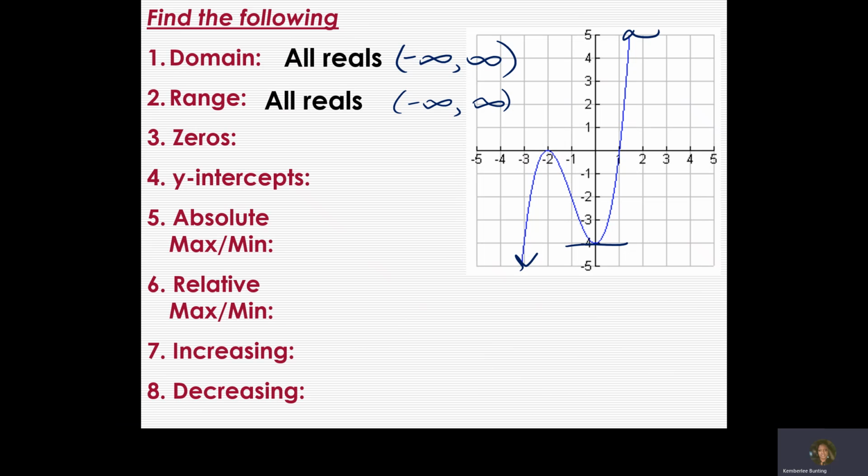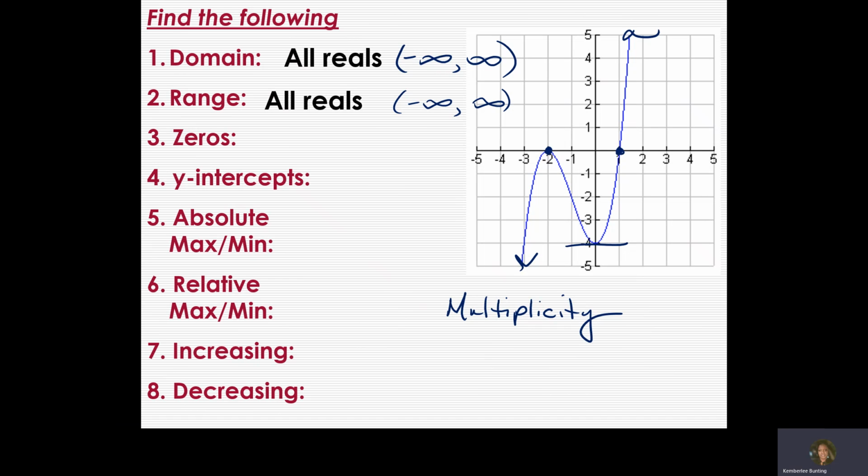Now, the zeros. How do I know where my zeros are? And where it crosses where? The x-axis. Yes. So we have one here and here. Now, I'm going to take this opportunity to talk to you guys about something called multiplicity. What do you think multiplicity means? More than one, multiple, right?